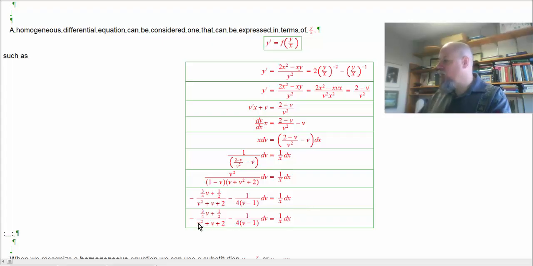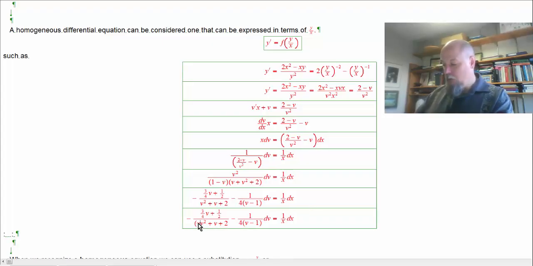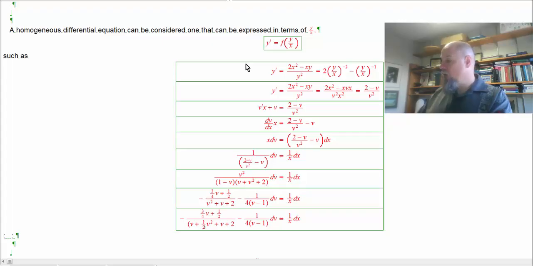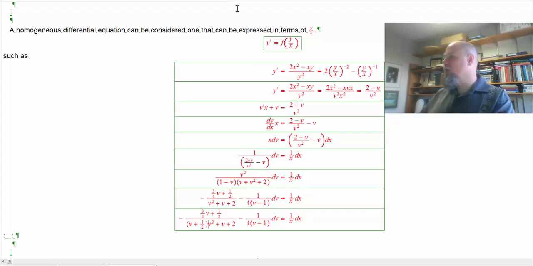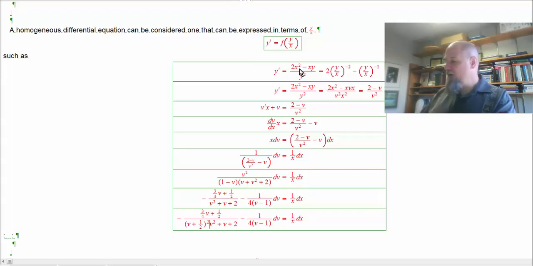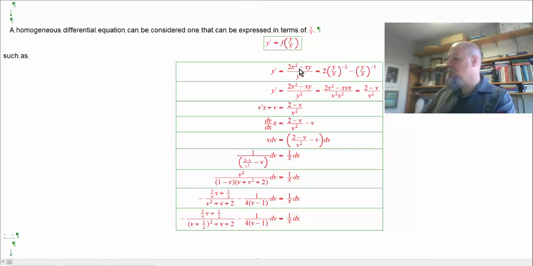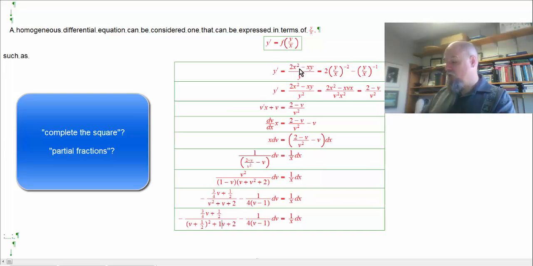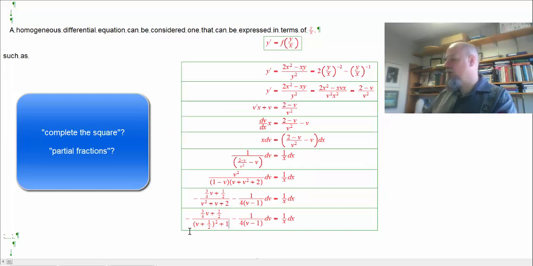So I'm completing the square on the bottom here. That's going to be v plus 1/2. Now, I'm throwing all sorts of techniques around: complete the square, partial fractions. If any of these seems unfamiliar, then you're going to want to look these up. You're going to want to practice these.